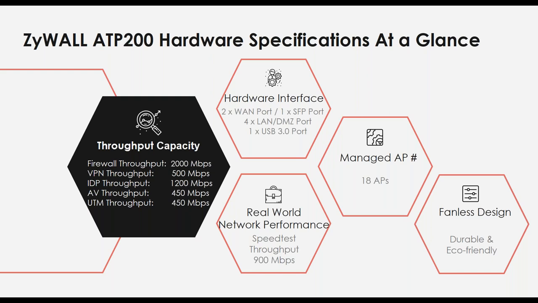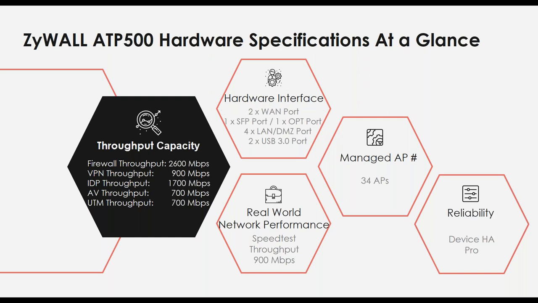If we move on to the 200, you see that the capacities and the rates go up. The number of WAN ports goes up to two. So if you wanted failover to a 4G LTE or 5G next year device, you'll be able to connect that into the second WAN port. Obviously the real world performance goes up, the number of access points goes up, and it's still a fanless design.